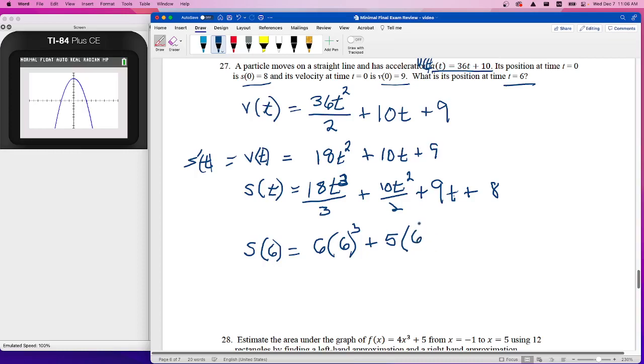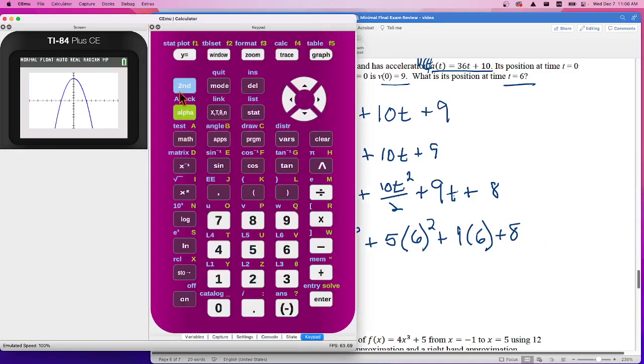We plug in 6 for t, square it. 9 times 6 plus 8. So now this is just arithmetic. We can go ahead and just plug it all in, clear this stuff out. So what do we have? 6 to the third. 6 times 6 to the third. And again, just be careful here as you do things.